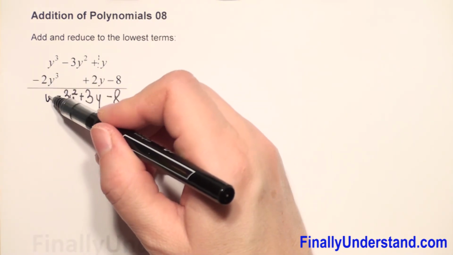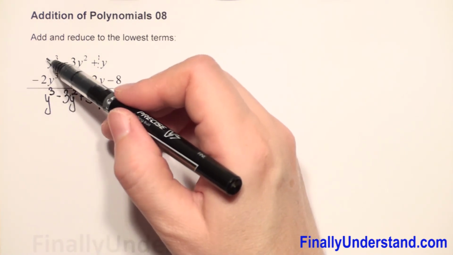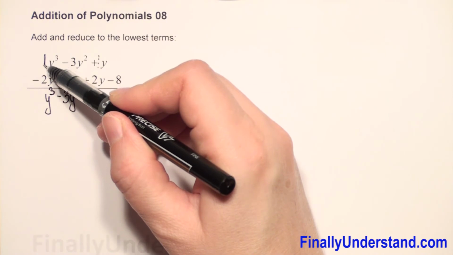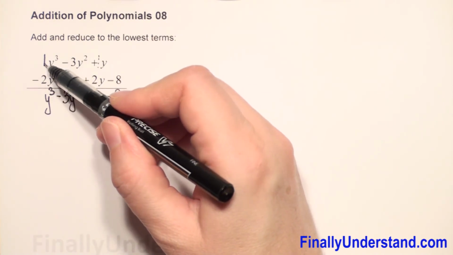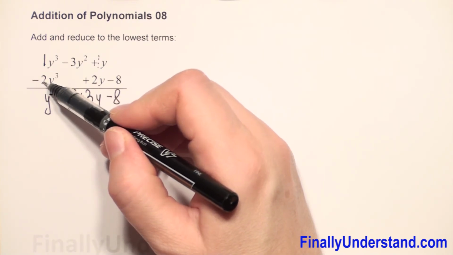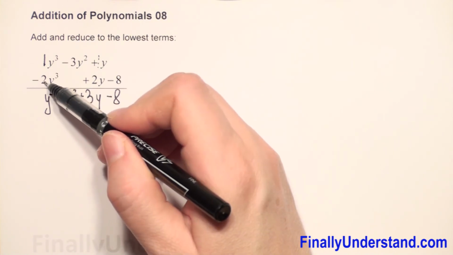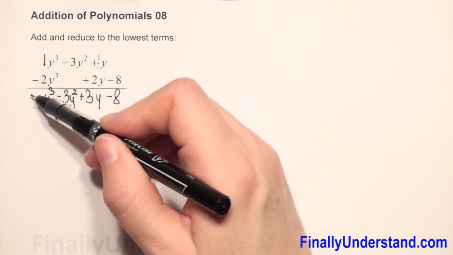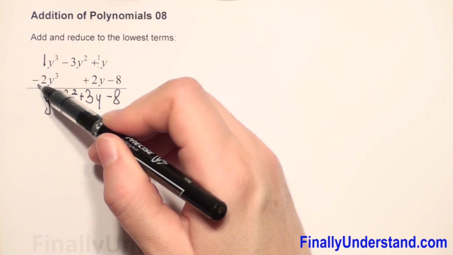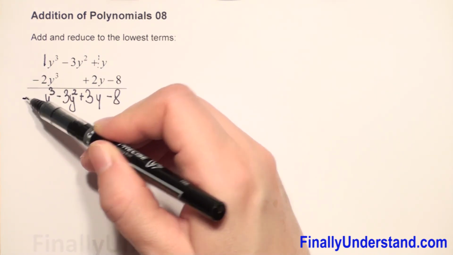And next we have the same variable with the same power. So we have to copy the variable and the power. And when we don't have a coefficient, it's always an invisible 1. So we have 1 plus -2. We have to keep the sign of the largest number. 2 is greater than 1, so we have to keep the sign of the greater number. So we have to keep the negative sign.